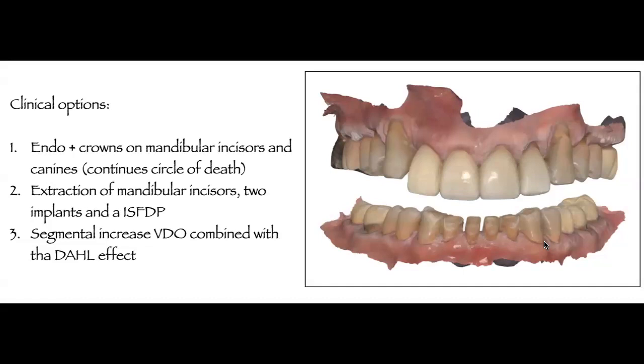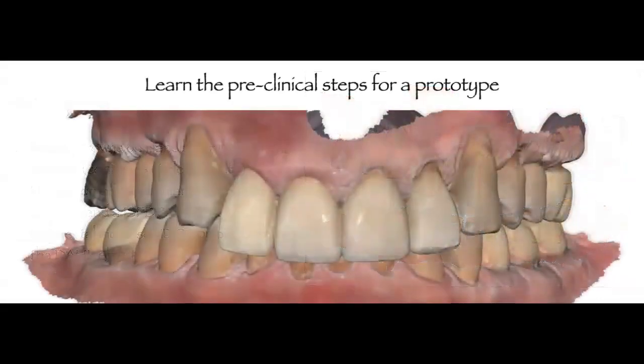And the final, third clinical option is what I call a segmental increase in the vertical dimension of occlusion combined with the Dahl effect. And this is what I recommend for this case. This is the way that I decided to manage this case. And I obviously explained to the patient what this entails. And this is what I'm going to also convey to you that are listening to this webinar. So let's go to objective number 2.